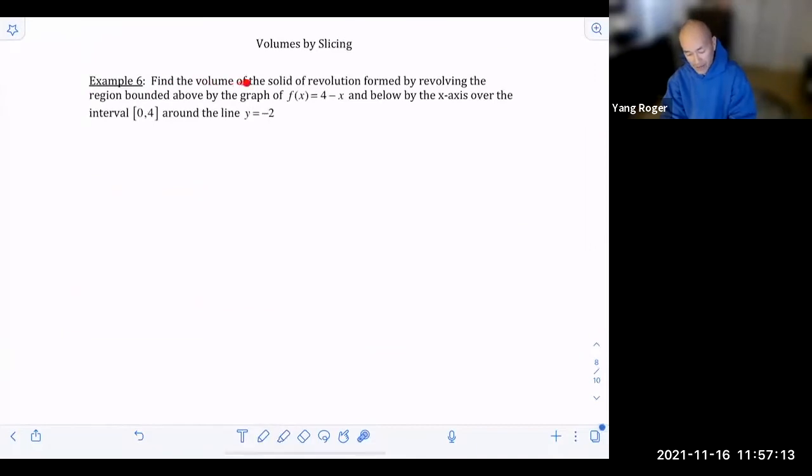So we want to find the volume of the solid of revolution formed by revolving the region bounded above by this graph and below by the x-axis over the interval from 0 to 4. But this time it's not around the x-axis or y-axis, it's around y equal to -2. So let's draw a picture of this situation.